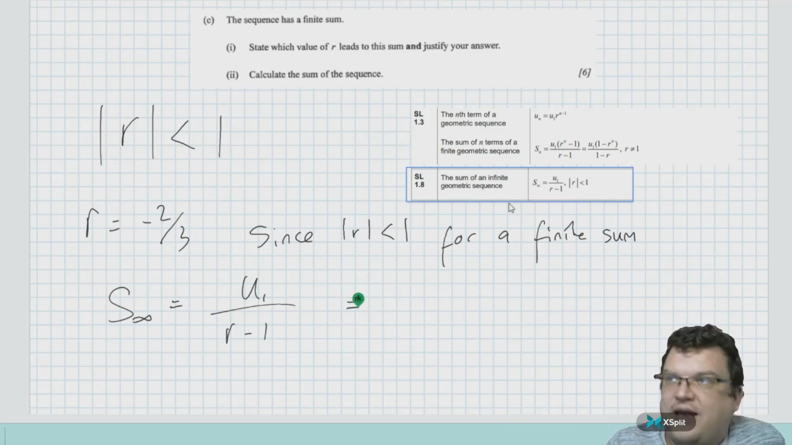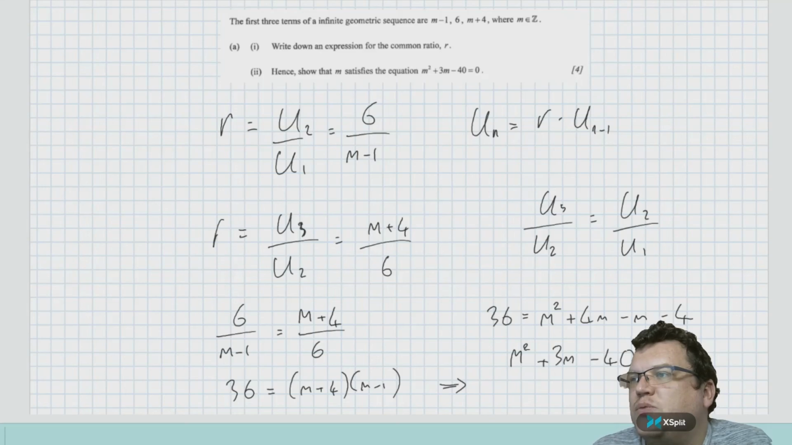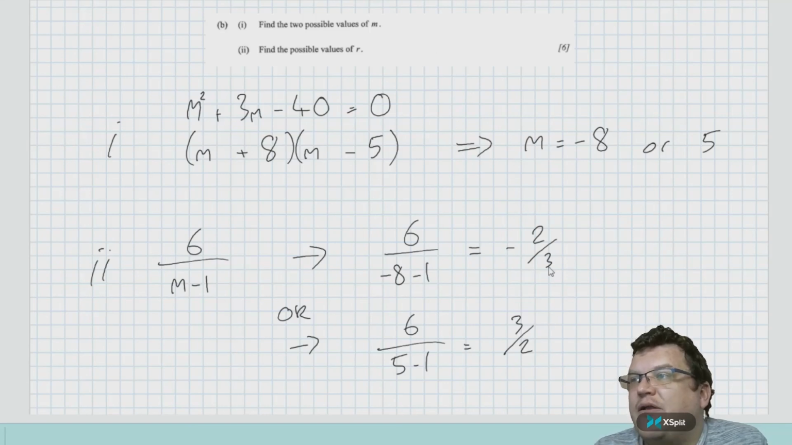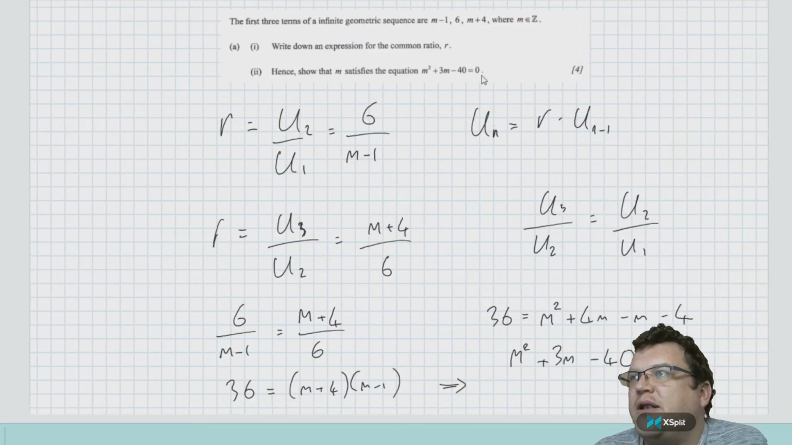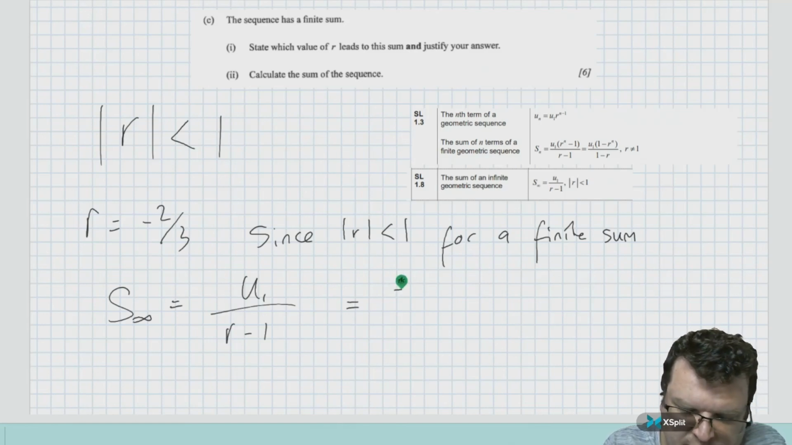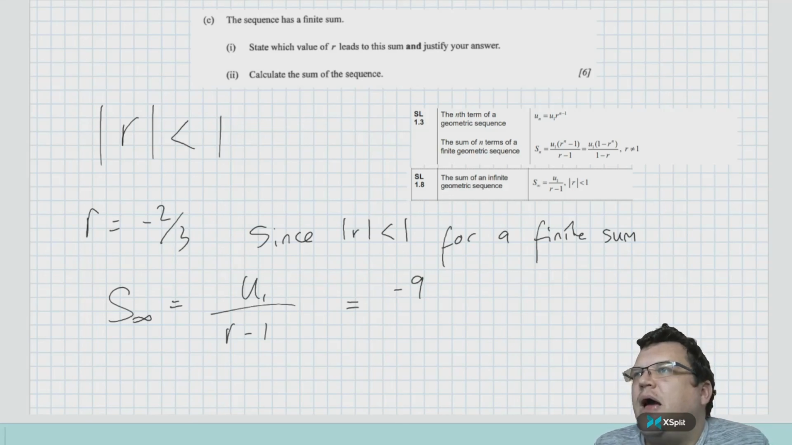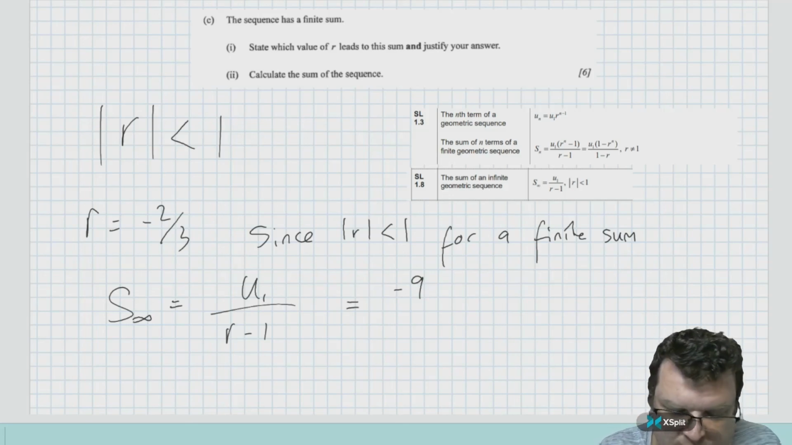So let's go back and figure out what our first term was. We were given this is m minus 1. Now here's the tricky part, I suppose. You've got to make sure you're using the right m. To generate our negative 2/3, we used an m value of negative 8. So our first term, if we put negative 8 in here, is going to be negative 9. So that one goes in there. Just a little twist in the tail there. Make sure you're using the right m value. And then we are dividing that by r minus 1.